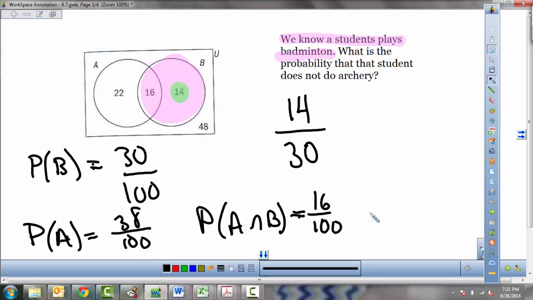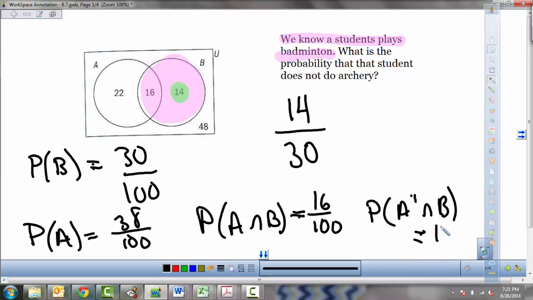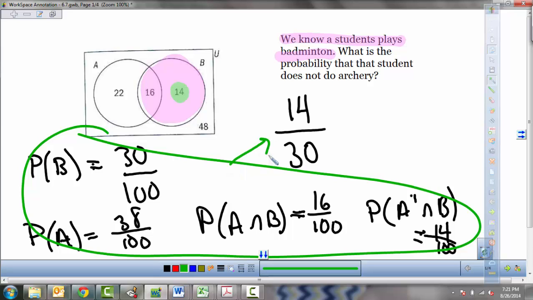And lastly, what is the probability of not A intersect B? Well, that probability is going to be 14 out of 100. So how do we take these things that we just wrote probabilities down for and get this guy here? Well, if you notice, if you look at these carefully, what we've done is we've taken the probability of not A intersect B, and we've divided that by the probability of B.